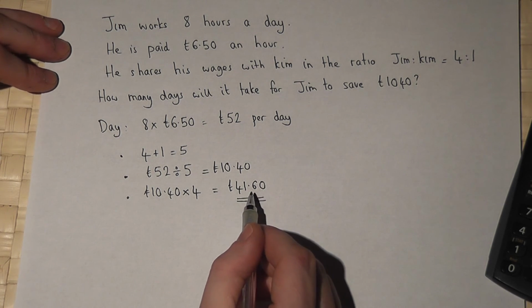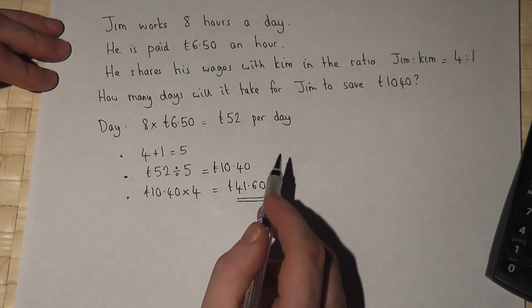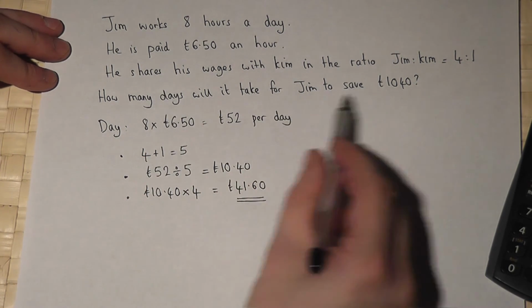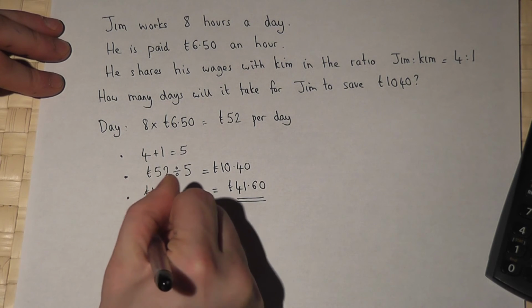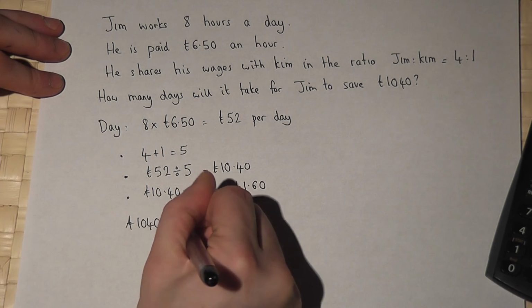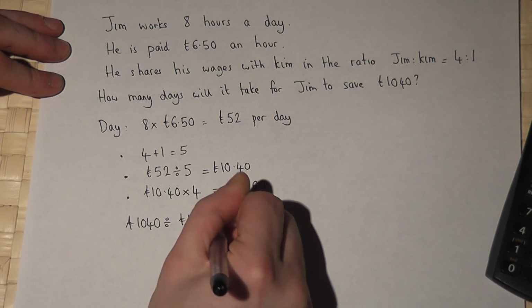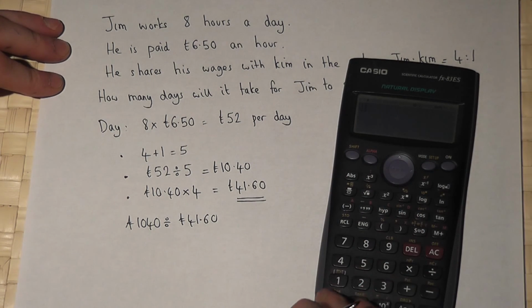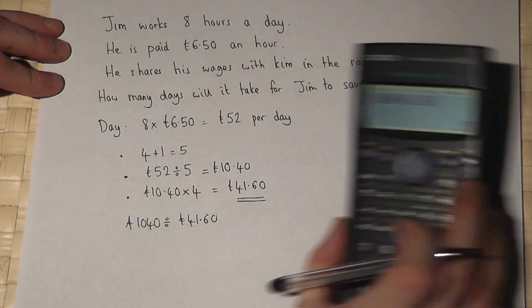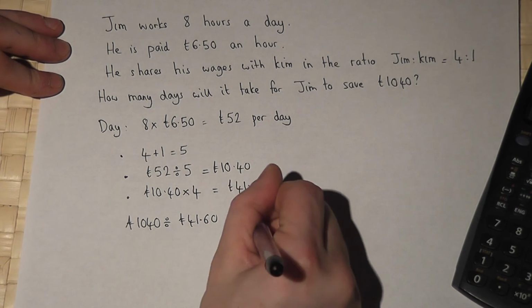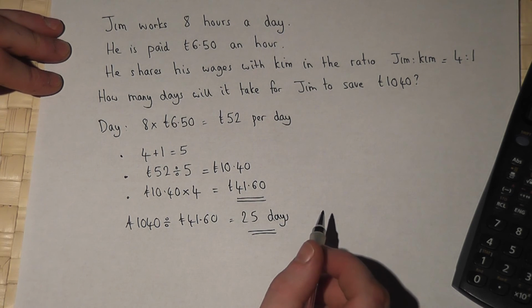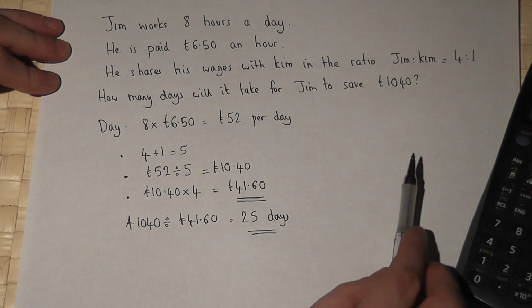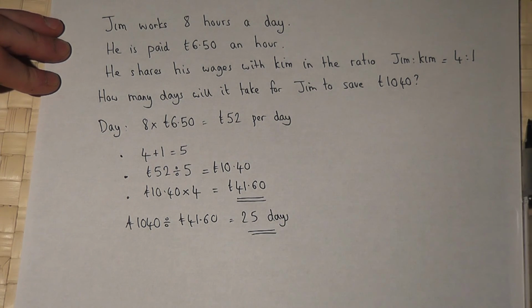So suppose he saves that much every day, then the number of days it will take for Jim to save £1,040 will be 1,040 divided by £41.60. So 1040 divided by £41.60 works out at 25 days. So it takes Jim 25 days to save £1,040.